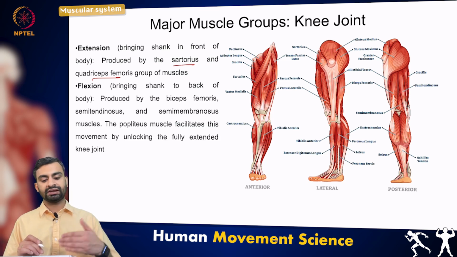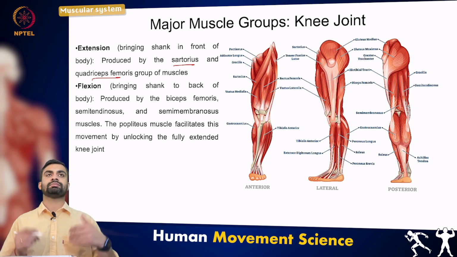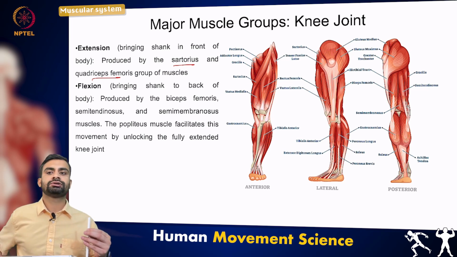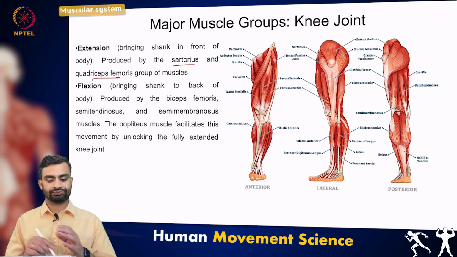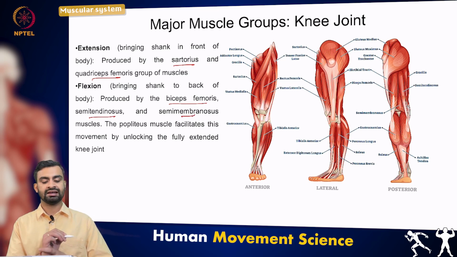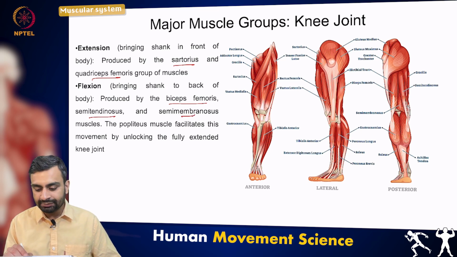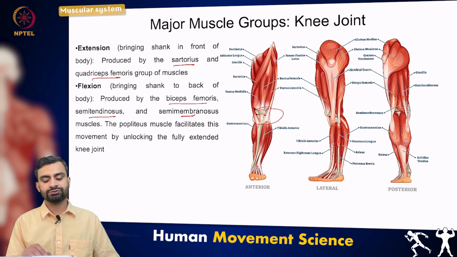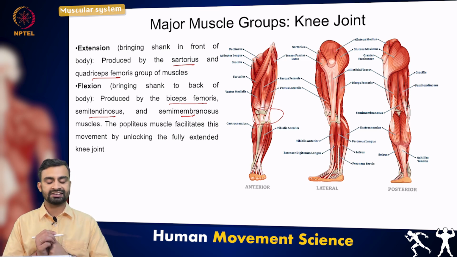Similarly, flexion is bringing the shank to the back of the body. For example, you are standing and try to touch your heel to your thigh. This is produced by biceps femoris, semitendinosus, and semimembranosus. The popliteal muscle, which is a deep muscle in the knee region, facilitates this movement by unlocking the fully extended knee joint.